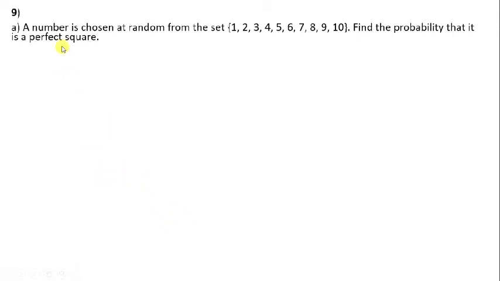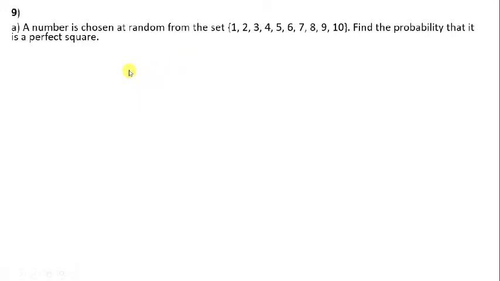Question 9 is saying a number is chosen at random from the set. The set has elements 1, 2, 3, 4, 5, 6, 7, 8, 9, and 10. Find the probability that it is a perfect square.